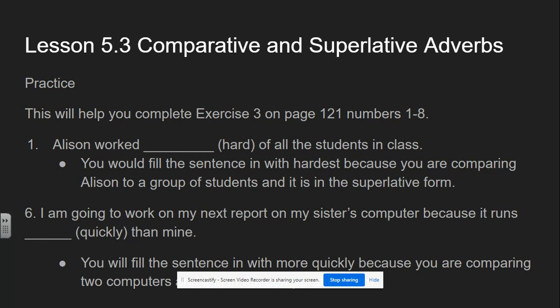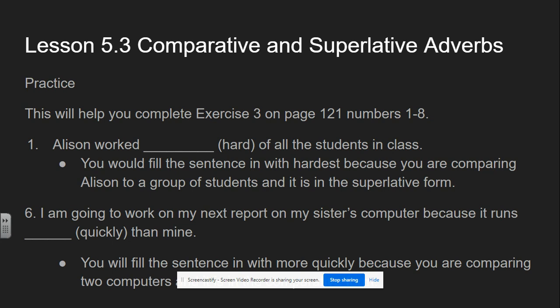sister's computer because it runs blank than mine. We're going to use the word quickly. But we need to think about this because how many things am I comparing? I'm comparing one computer to another. So I'm comparing two things. So that's the comparative form. So we're going to use the form more quickly because the word more makes the word quickly comparative because we are comparing the two computers. So once again, it would be, I am going to work on my next report on my sister's computer because it runs more quickly than mine.